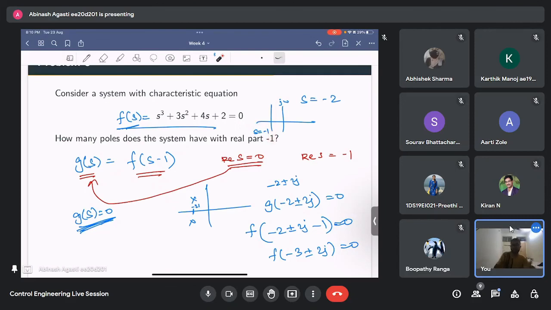Okay. So again I'll just sum it up. I have f(s) as a given characteristic polynomial. I want to find how the poles are distributed on the left, right, and yeah, Aarti, you have a question? Okay. So I want to find how the poles are distributed on the left, right, or on the s = -1 line for f(s). Is it clear till here?